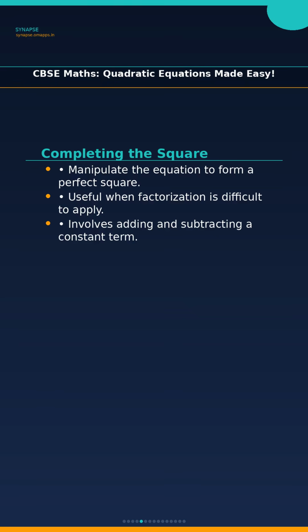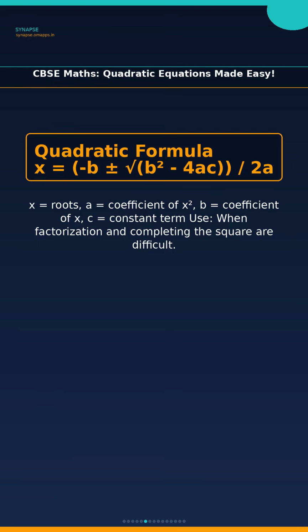Now, completing the square might sound a bit scary, but it's actually a clever trick to rewrite the equation. We're trying to make one side a perfect square, which makes it easier to solve. Here's the big one, the quadratic formula. x equals minus b, plus or minus the square root of b squared minus 4ac, all over 2a. Remember this formula, it's your best friend.